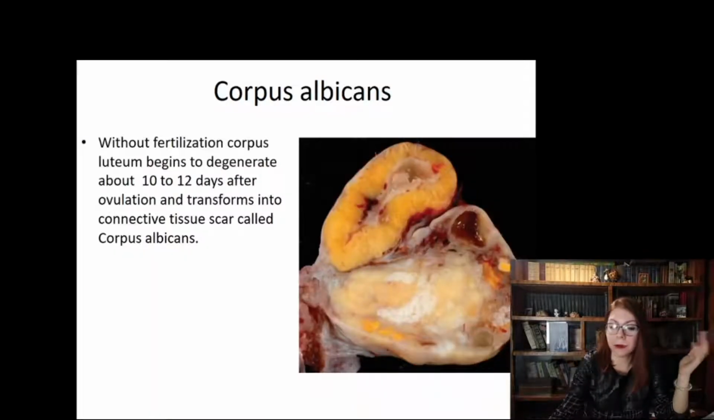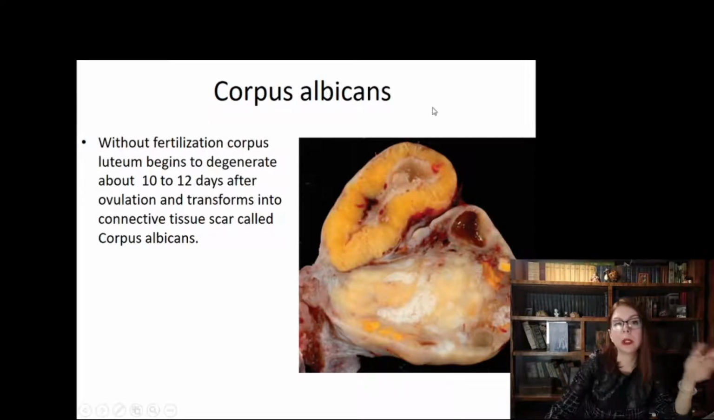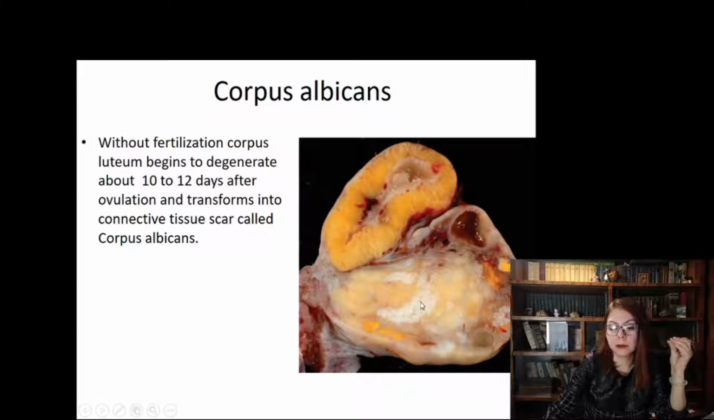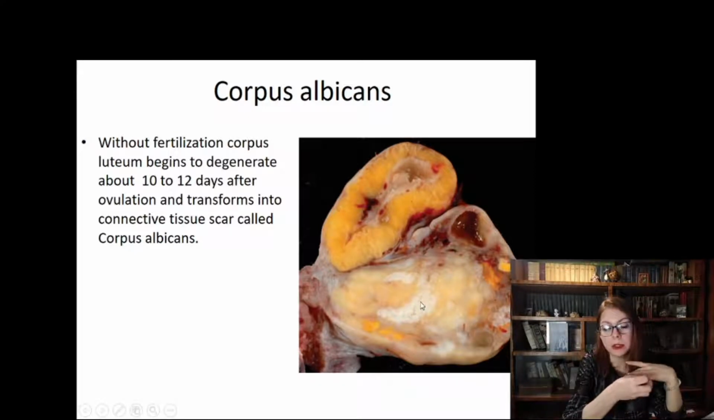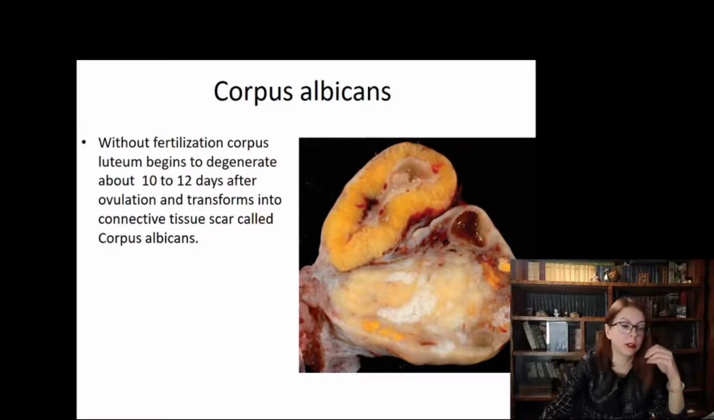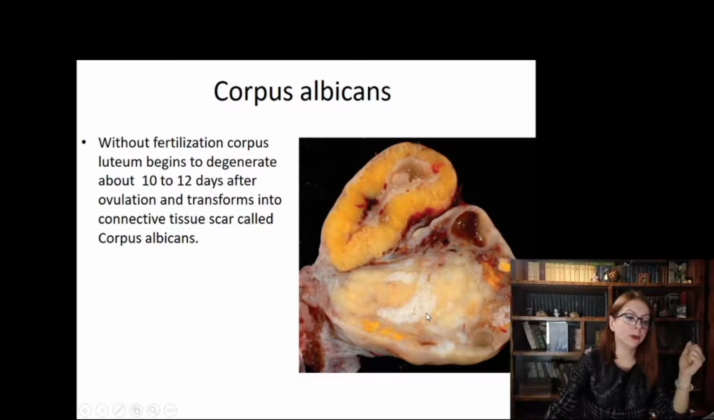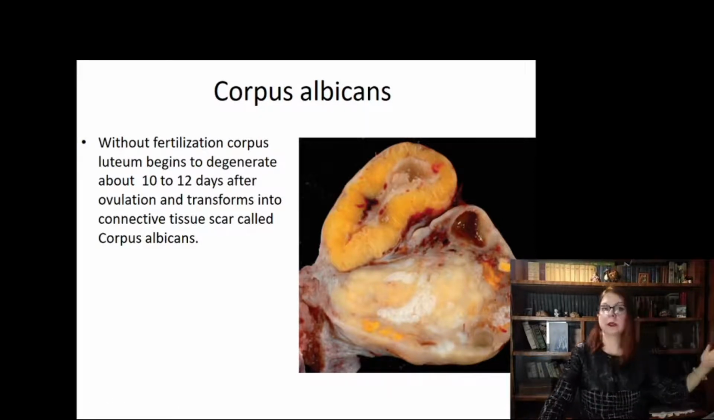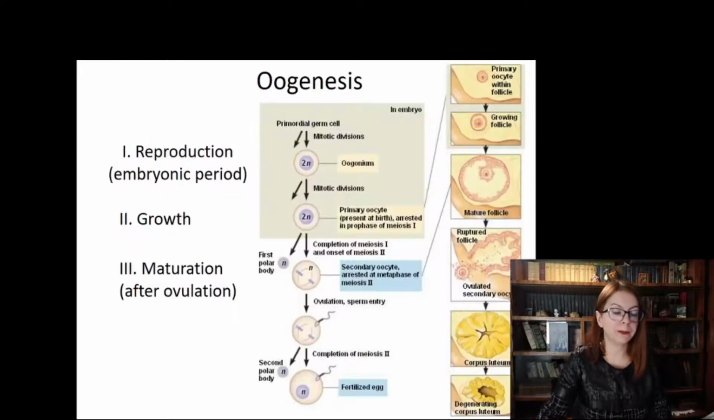In case of the absence of pregnancy, corpus luteum exists only 10 days. Then, without pregnancy, it degenerates and is transformed into corpus albicans or white body. Here we can see this scar tissue replacing the yellow body, and every corpus albicans is the sign of a menstrual cycle. So by counting the number of white scar tissue corpus albicans, we can count the number of menstrual cycles.